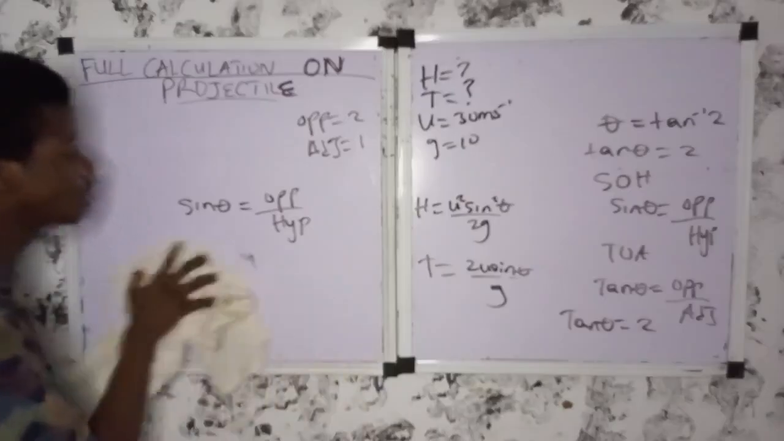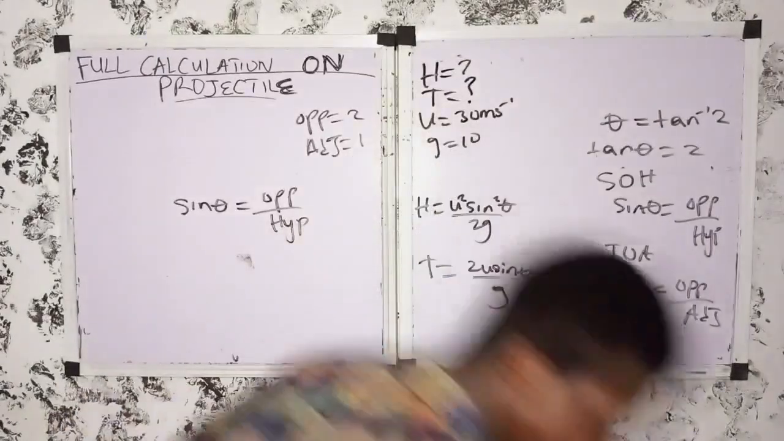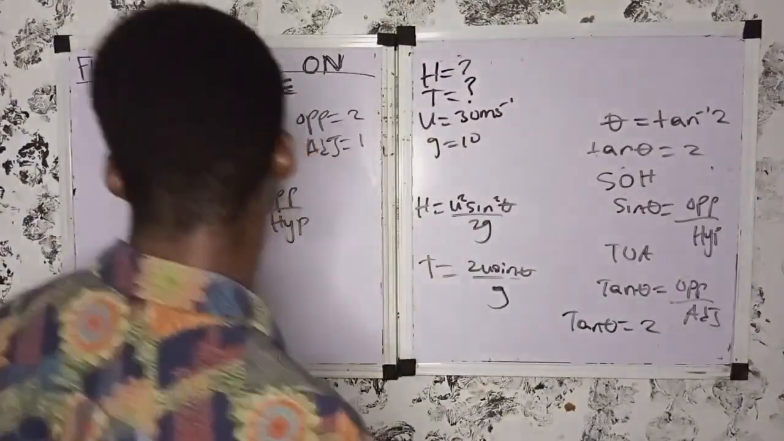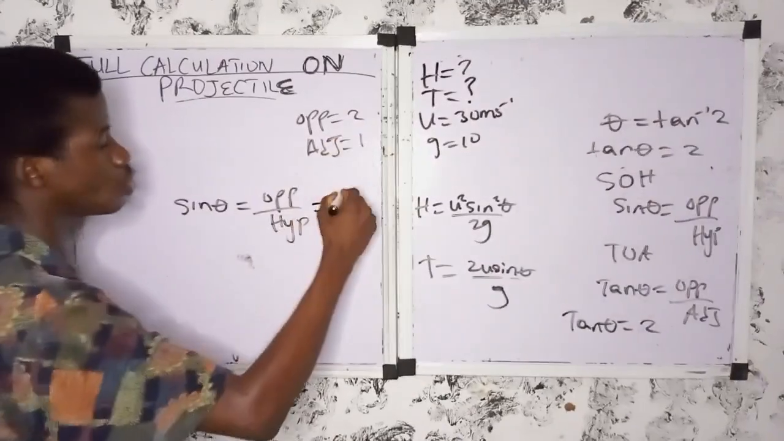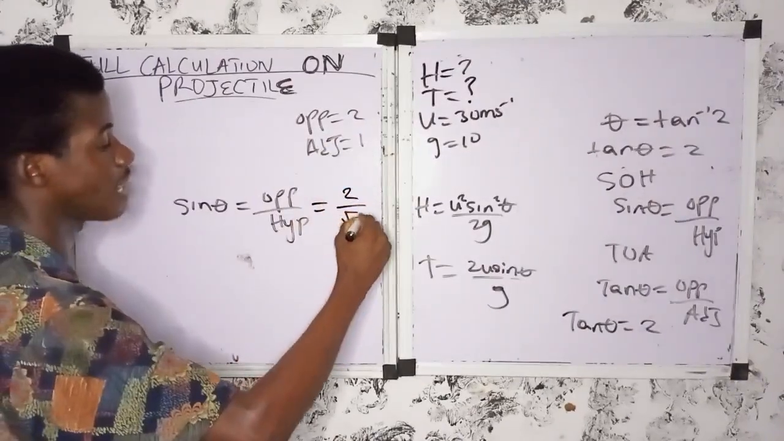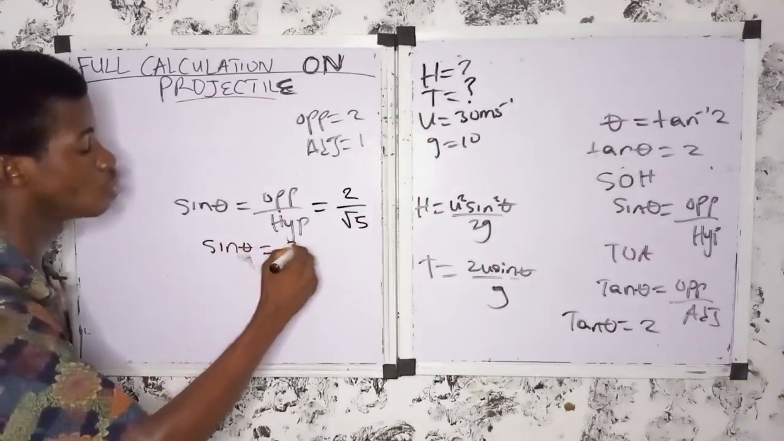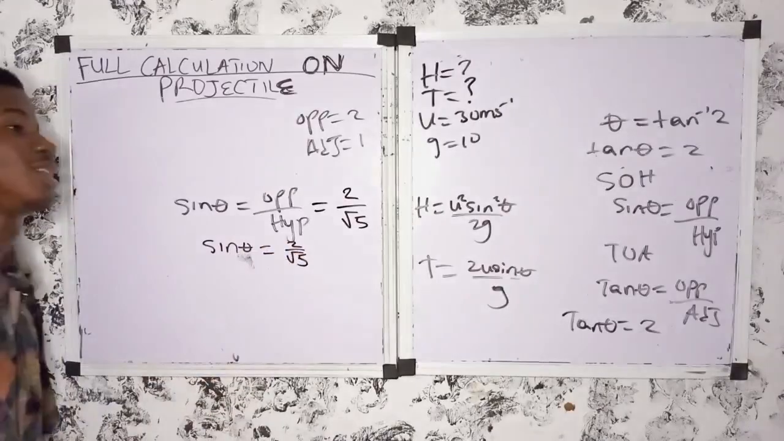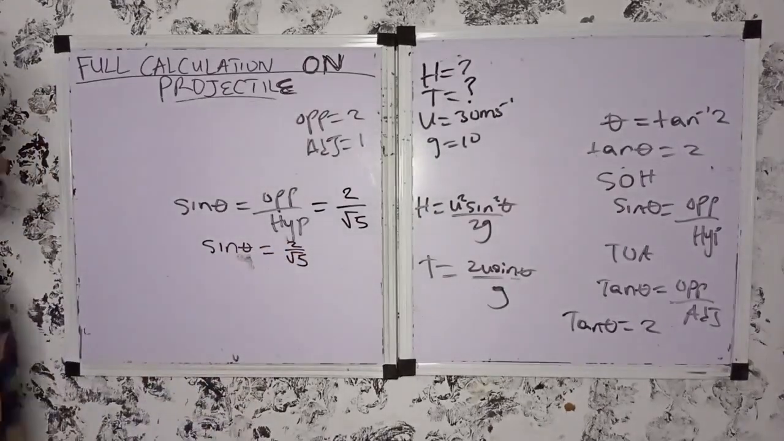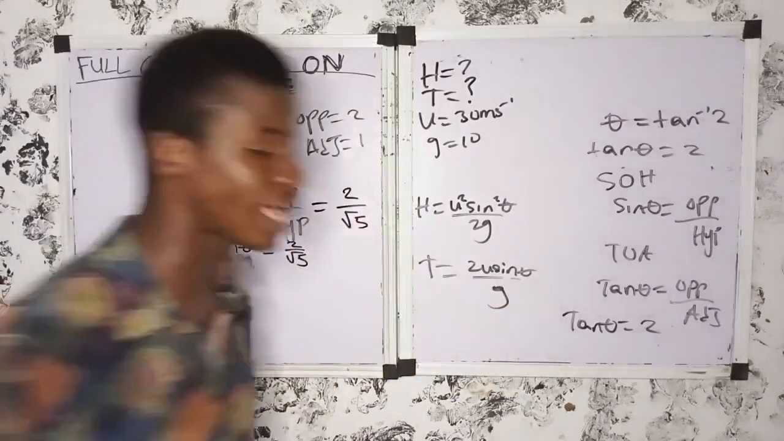So let's go back now to this part. All right, our opposite is 2, our hypotenuse is root 5, right? So sin theta is now equal to 2 over root 5, okay? So that is just it, but we are not done with the question. We have successfully gotten sin theta. Now let me recapitulate what I have said earlier.